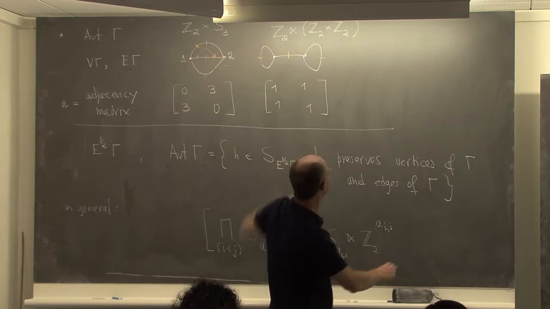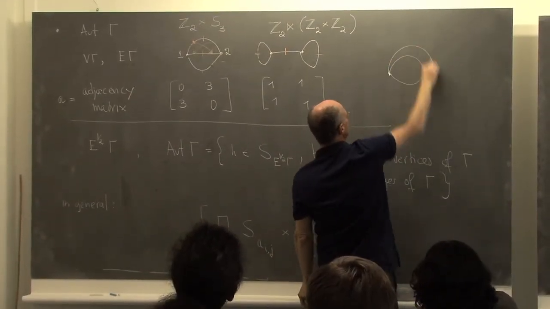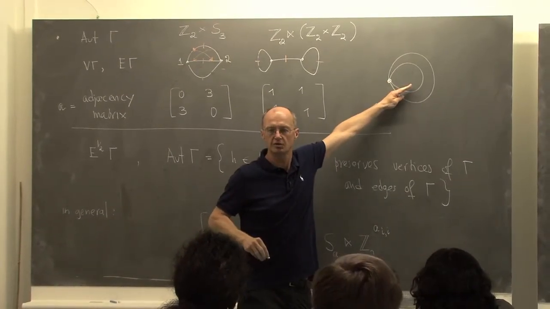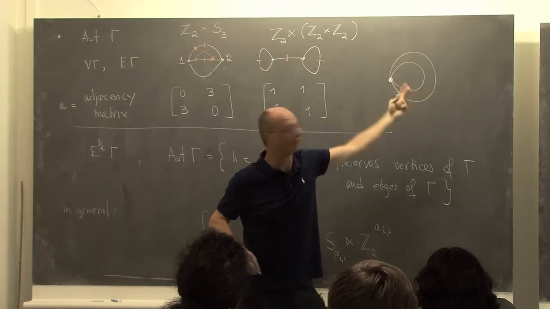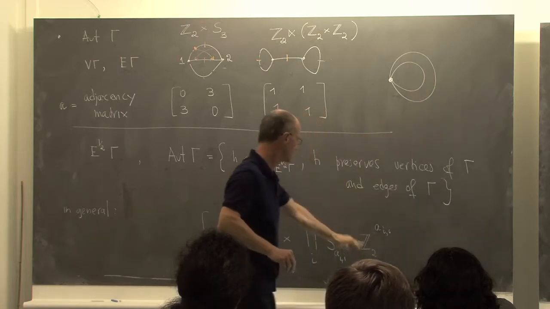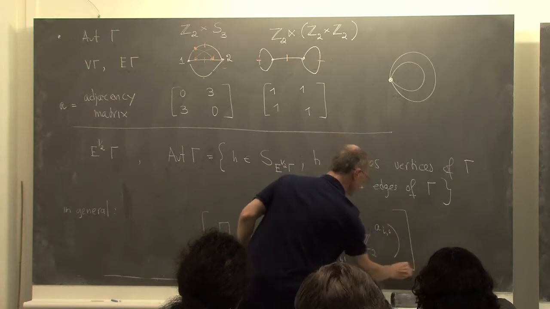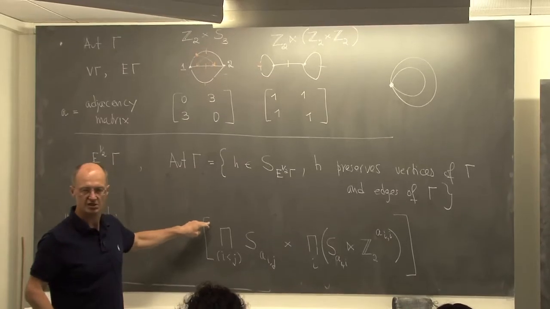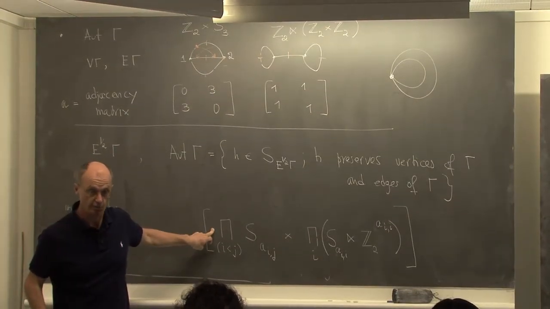So that's not like here. This would be an example of this sort. Suppose I have two loops at the same vertex. So for each loop, I have a Z2, and I also have a Z2 exchanging the loops. So it acts similar to what I had before, right? So that's part of the structure of the answer, right?